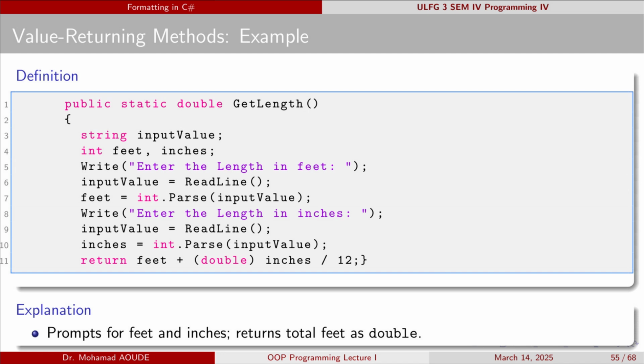Here's a full example. The method GetLength asks the user for a length in feet and inches. It reads both values, parses them into integers, then calculates the total length in feet, including the fractional inches part. Finally, it returns that total as a double. This type of method models real-world processes cleanly and professionally.